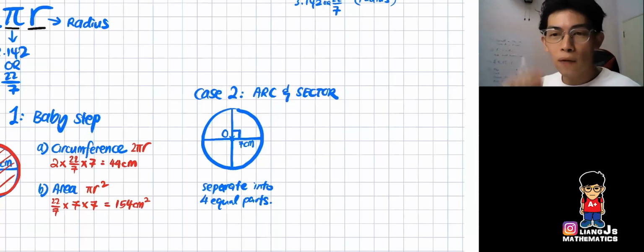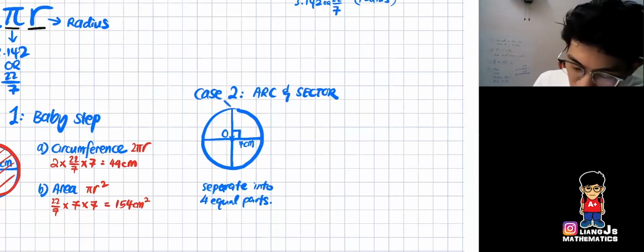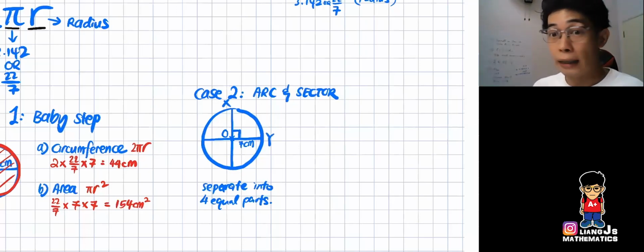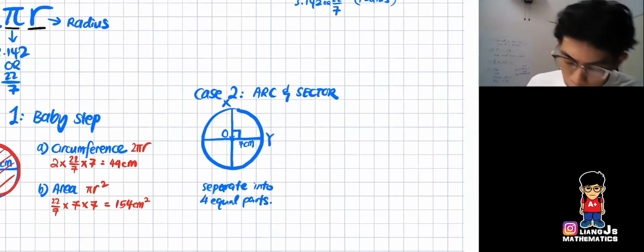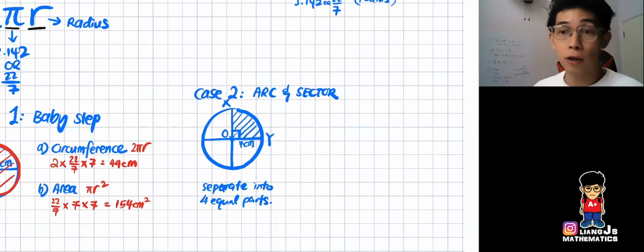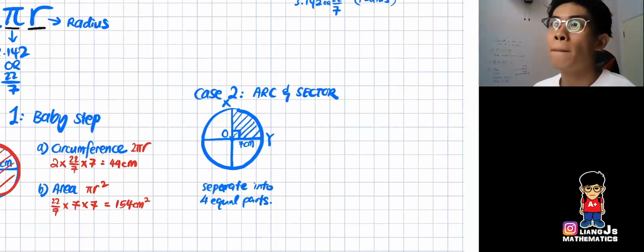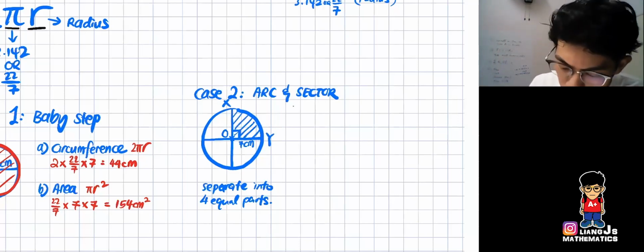So we have a 7 cm radius there, and a 90 degree angle as well. I place X and Y, and now I do some shading. I want to shade out this part. Can you see that? This part I shade out, the 90-degree region, the so-called quadrant.